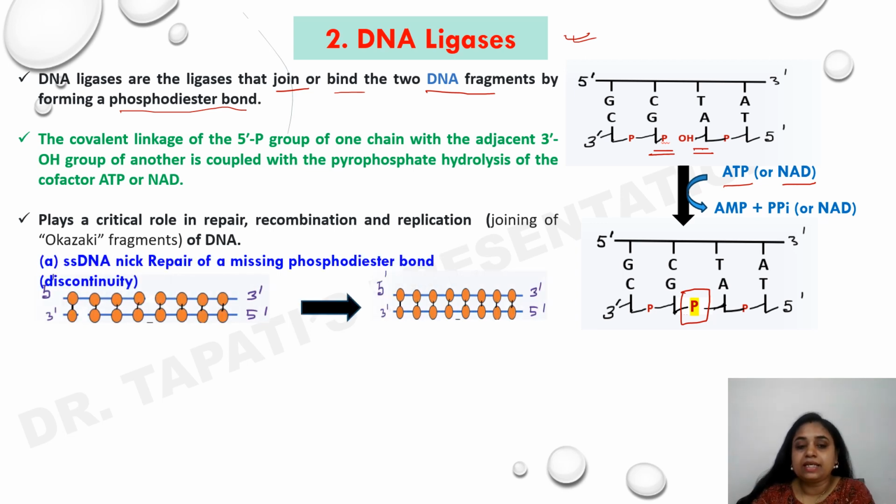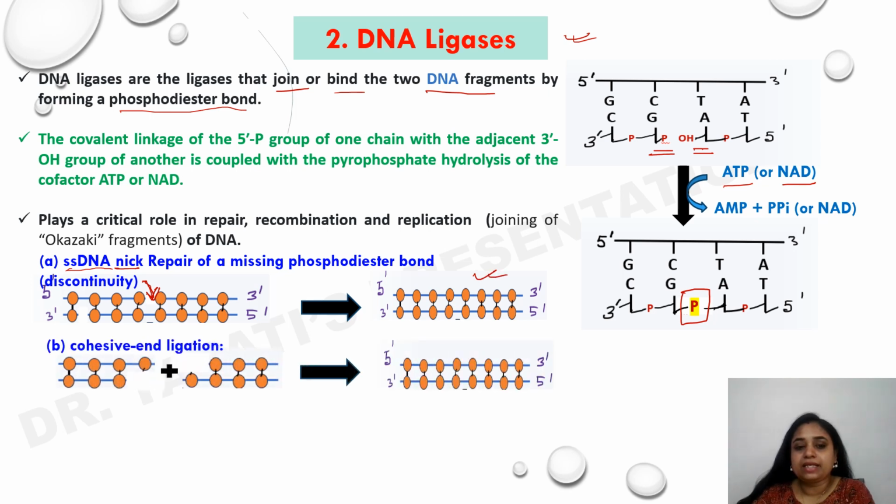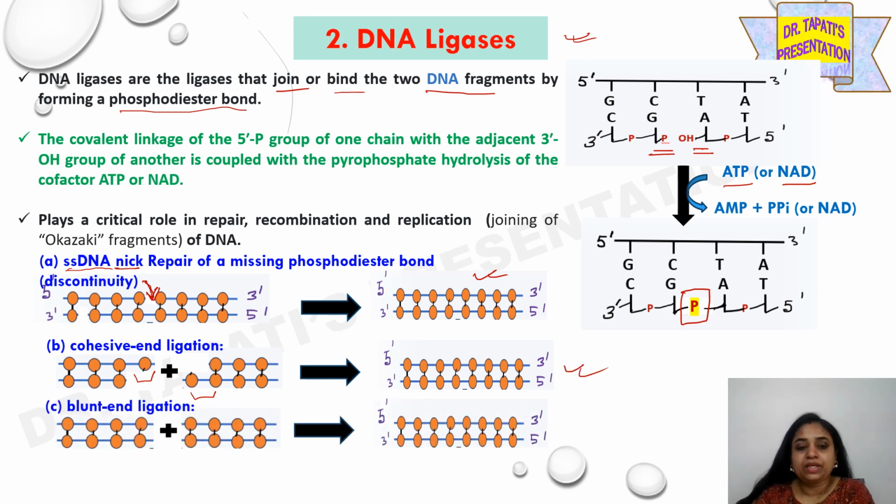DNA ligase can repair a single strand DNA nick. In this figure, this is the single strand DNA nick. It can be repaired by the DNA ligase enzyme. Next, they can join two cohesive ends. Suppose this is one cohesive end, this is another cohesive end. They can be joined by this enzyme in order to get the full DNA molecule. Now, blunt end joining is also possible. So this is one blunt end, this is another blunt end. They can be joined by the DNA ligase enzyme.